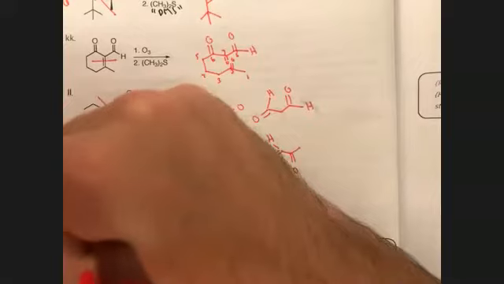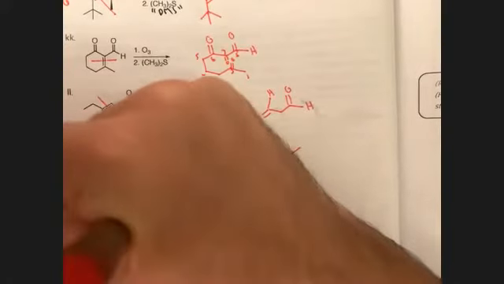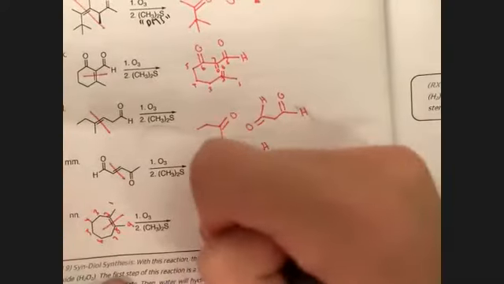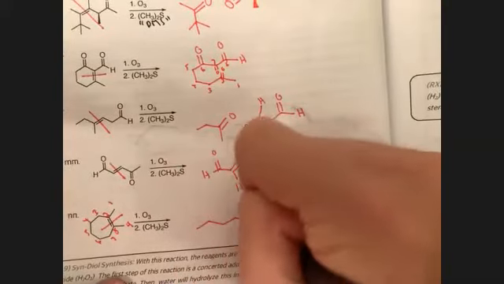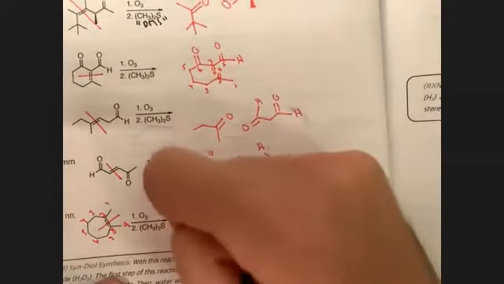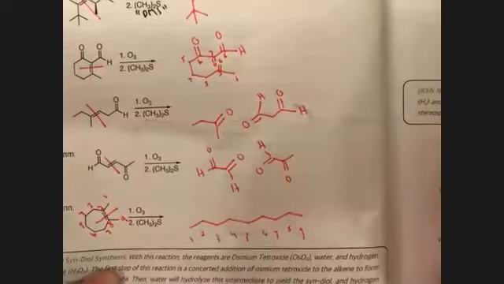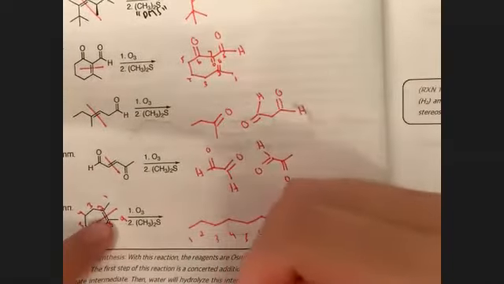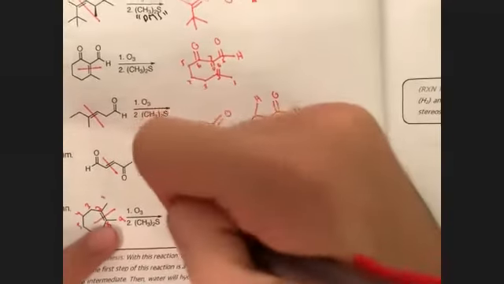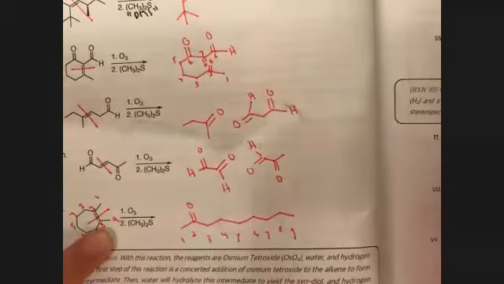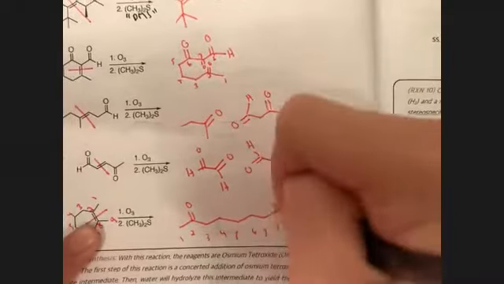Let me number this ring: 1, 2, 3, 4, 5, 6, 7, 8, 9. So a 9 carbon ring. On position 2, that's where that carbon-carbon double bond was, so that would be where my new ketone is going to be. And also on carbon 8.